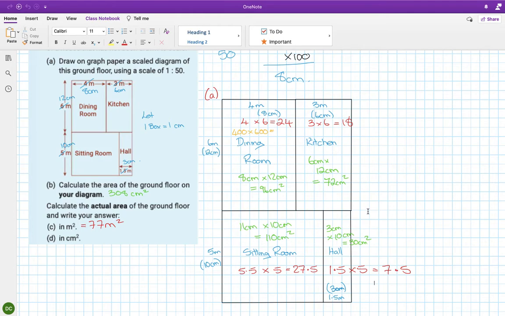So that is 240,000. So 2, 4, 1, 2, 3, 4. Yeah? This one then is going to be 300 by 600. So it's going to be 1, 8 and 4 zeros. This one is going to be 550 by 500.